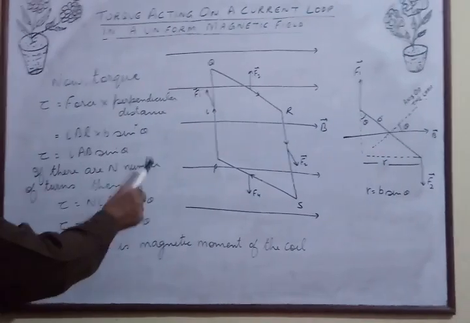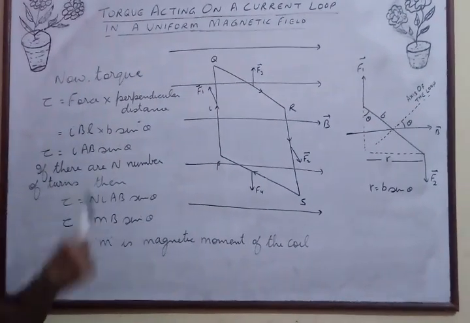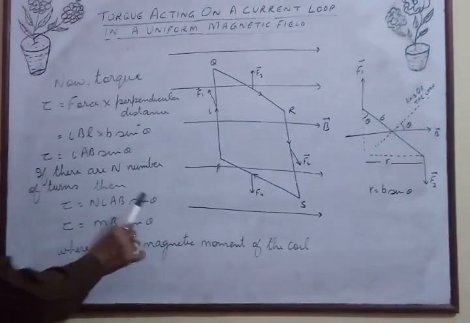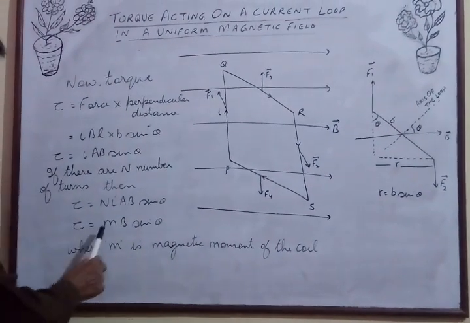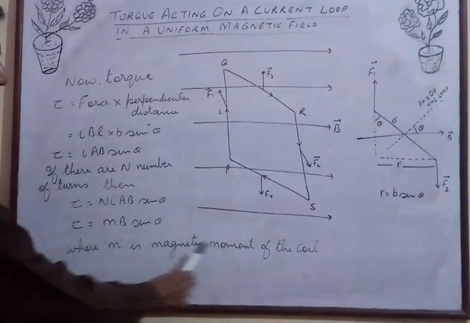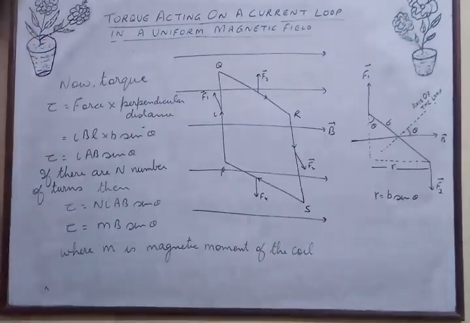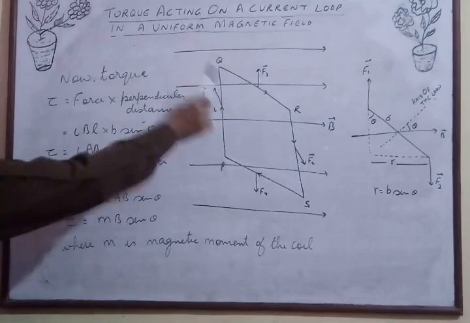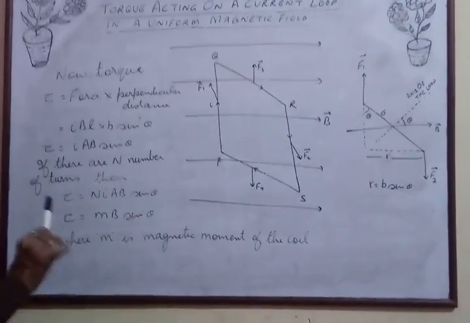Now if there are N number of turns, then the total torque tau is equal to N I A B sin theta. This is M B sin theta, where M is N I A, and M is the magnetic moment of the coil. This is the expression for torque acting on a rectangular coil kept in a uniform magnetic field.